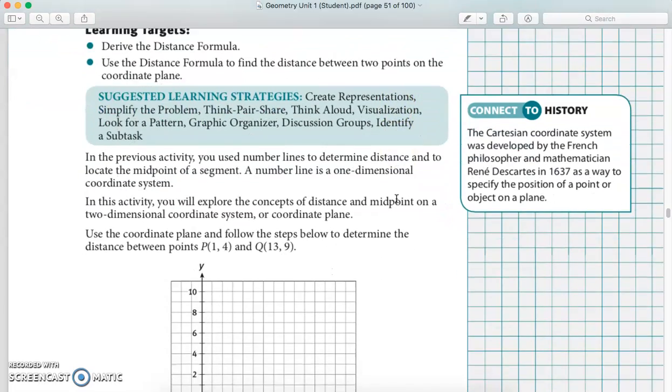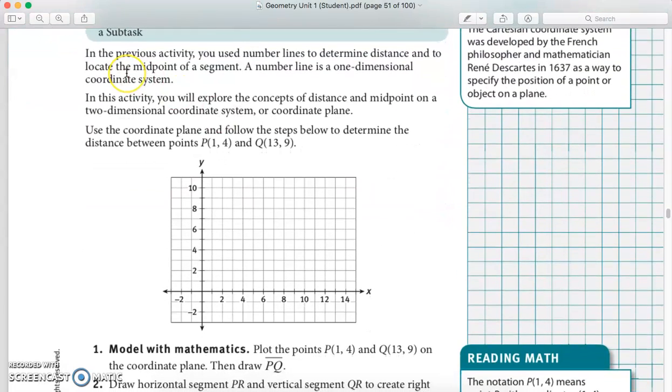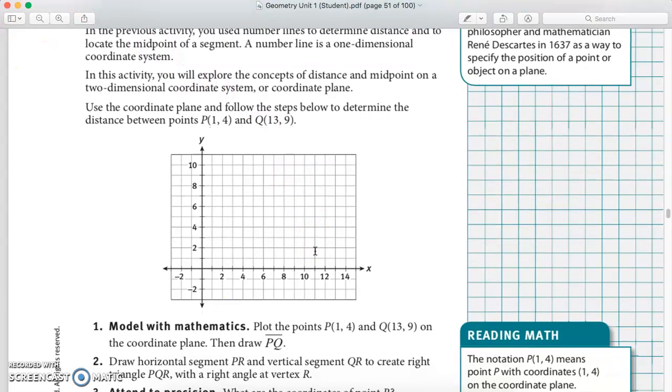coordinate plane. Alright, so it says in the previous activity, use number lines to determine distance and to locate the midpoint of a segment. A number line is one-dimensional though. So right here we're going to look at 2 dimensions. When we have a plane, how do you find the distance between 2 points? So we're going to use the coordinate plane right here and follow the steps in each number to determine the distance between points P, which is (1, 4), and Q, which is (13, 9).